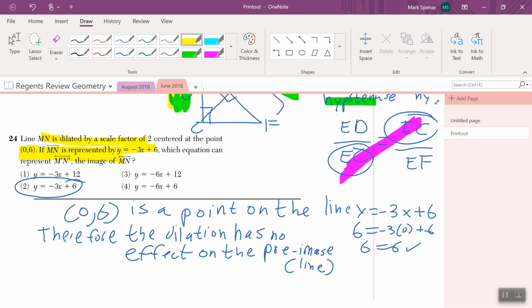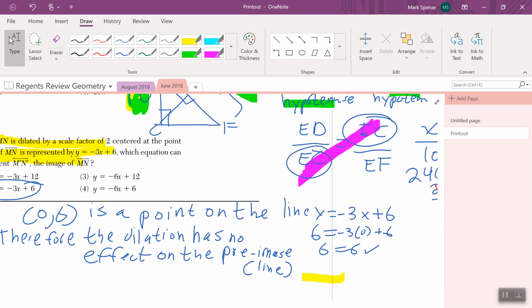You can see our center is (0,6). The line negative 3x plus 6 has the center on the line. You plug in (0,6): negative 3 times 0 is 0, plus 6, on both sides. Or you can notice that (0,6) is the y-intercept, which is 6, and it's on that line. Therefore, when you dilate a line with the center on the line, the dilation has no effect on the line, so the image and the pre-image are exactly the same line, which is choice number 2, y equals negative 3x plus 6.